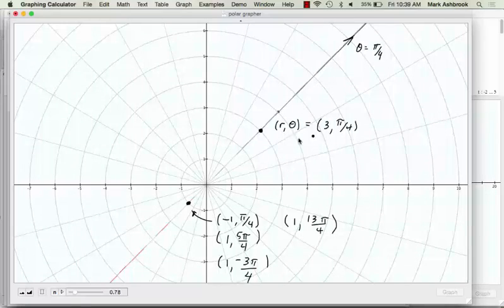Okay, so if we had the coordinates r equals 3, theta equals pi over 4, what would the x and y version of that be? So what would the rectangular coordinates be for that point? Or how could you figure it out?